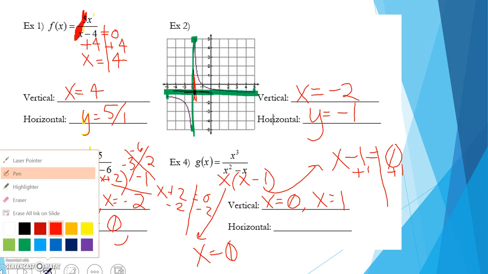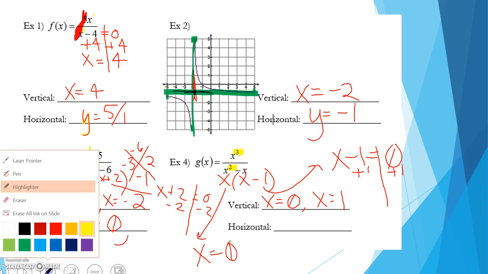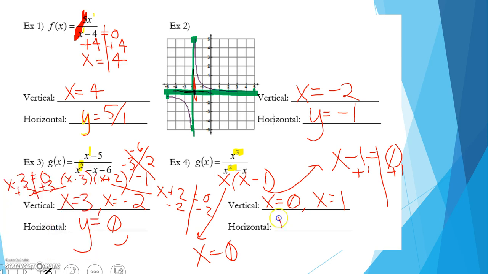For horizontal, I compare my exponents. On top, I have an exponent of 3. On the bottom, I have an exponent of 2. Since it's bigger, and if someone's bigger sitting on top of you, you say no. So it is none.